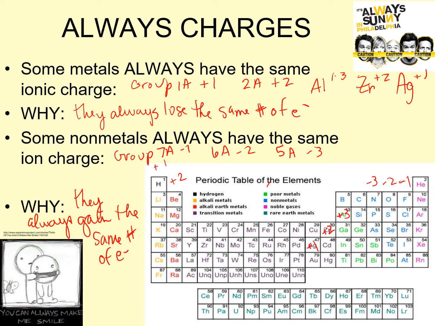All right, so I call them always charges. I sometimes say always metals. Group 1, group 2, aluminum, zinc, silver, always plus 1, plus 2, 3, 2, 1. Always nonmetals, negative 1, negative 2, negative 3 on those groups.